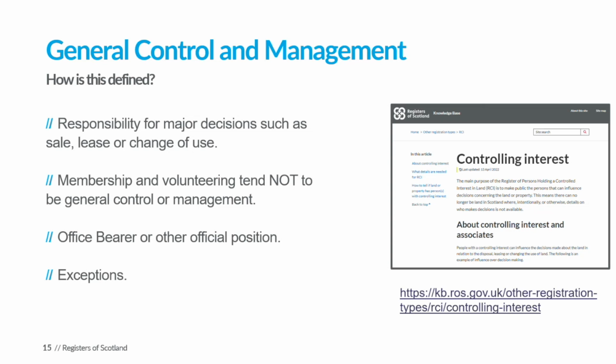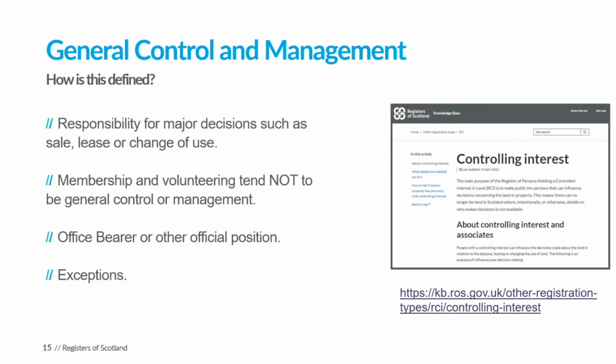management. To put this into a scenario, if you're a member of a bowling club but you would not have any influence on whether the building might be turned into a darts club, then you're unlikely to be an associate. Or if you volunteer to arrange the flowers at your local church, but could not influence high-level decisions such as selling part of the land, again, you're unlikely to be an associate.